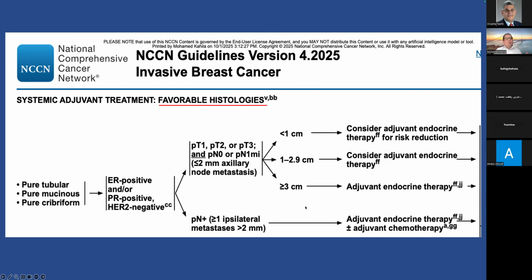no chemo. If you go less than 1 centimeter, consider adjuvant endocrine therapy for risk reduction. From 1 to 2.9, consider adjuvant endocrine therapy. More than 3 centimeter node negative, adjuvant. So they're not going to consider them for chemotherapy. So that is why it's important to differentiate this tumor, especially if you're practicing in a place where you don't have the Oncotype DX, which is a molecular tool which decides which patient will benefit from chemo versus there is no benefit from chemo.